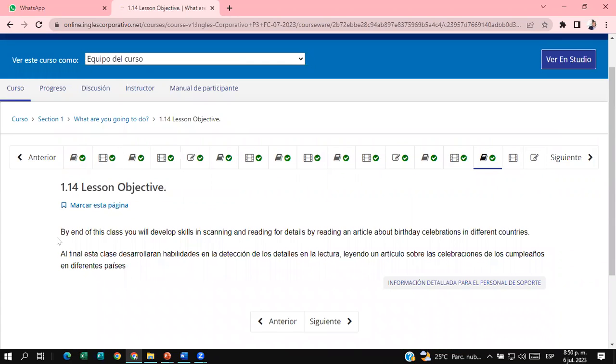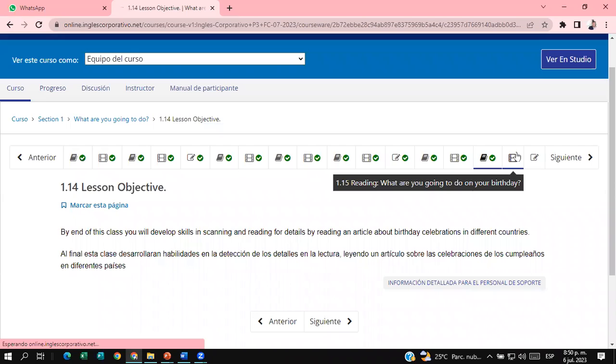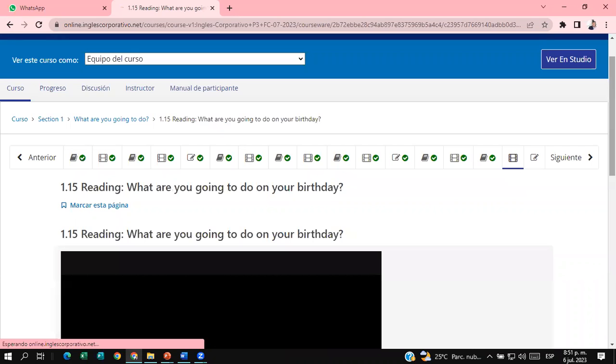Okay, let's continue. It says, by the end of this class, you will develop skills in scanning and reading for details by reading an article about birthday celebrations in different countries. We're almost finished. Just give me some minutes.